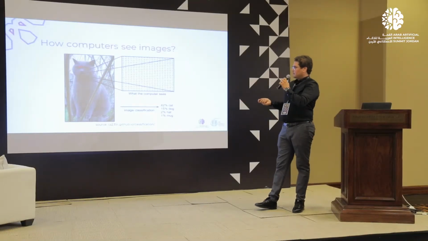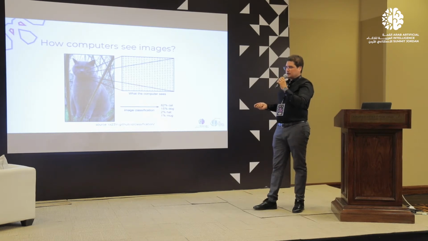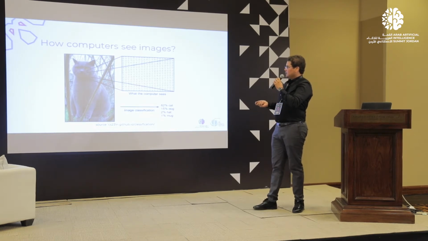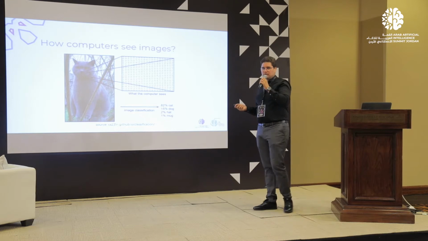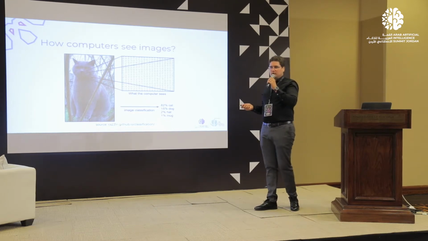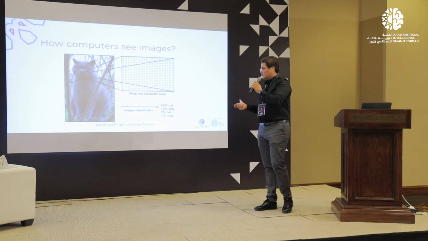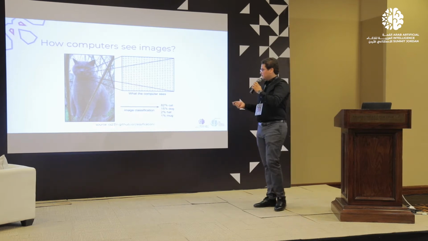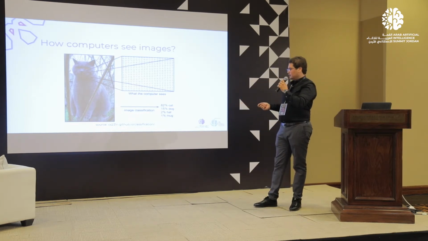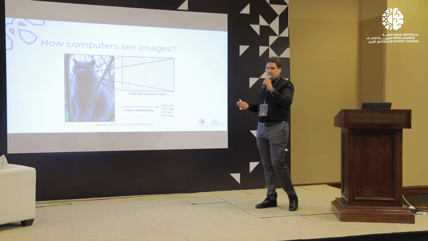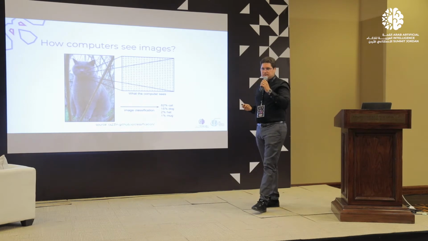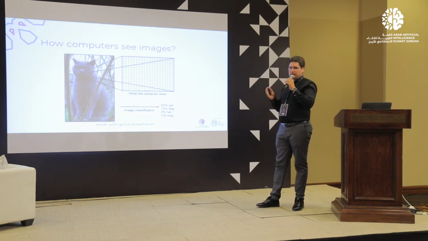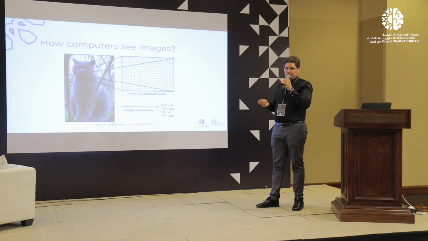So how do computers basically see images? This is, for example, a colored image of a cat, an RGB image. Each pixel has three values, one for the amount of red color, one for the amount of green color, and one for the amount of blue color. For this task, we are trying to classify an image. So the first task is image classification. We have an image and we try to classify whether it's a cat or a dog.